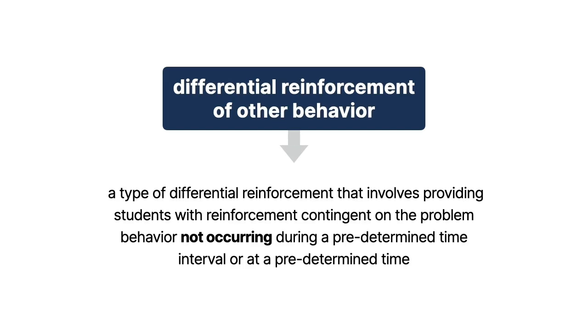Differential reinforcement of other behavior, or DRO for short, and also referred to as differential reinforcement of 0 rates and omission training, is a type of differential reinforcement that involves providing students with reinforcement contingent on the problem behavior not occurring during a predetermined time interval or at a predetermined time.